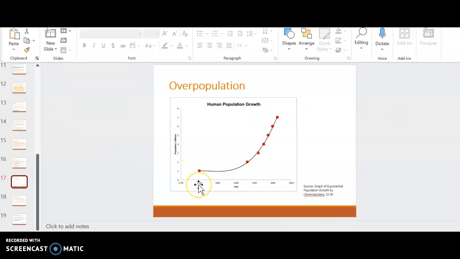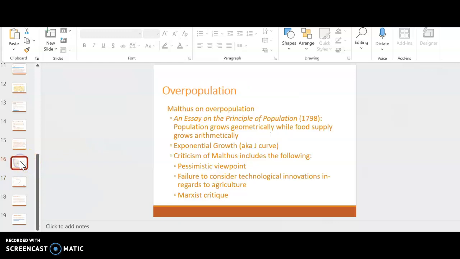So it means that in the 1800s, the population was about 1 billion, right? And then it stayed pretty steady until the 1900s. So for 100 years, it stayed relatively the same. And then all of a sudden, it has exploded. So every 50 years, you can see that it exponentially increases. And that's what we call the J curve.